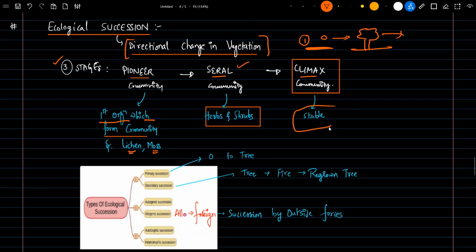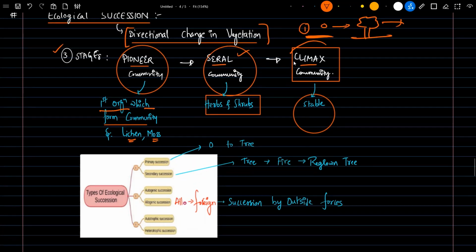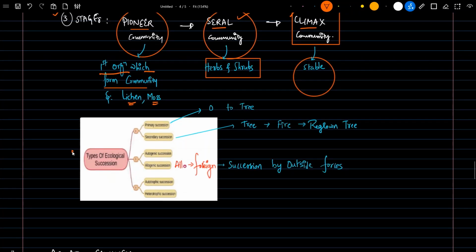So which is more stable than the previous two stages. So pioneer community, serial community, and climax community are the three levels of the stages that any ecological succession will be having. So these are the types of ecological succession. So primary succession, secondary succession. This is one type of categorization.